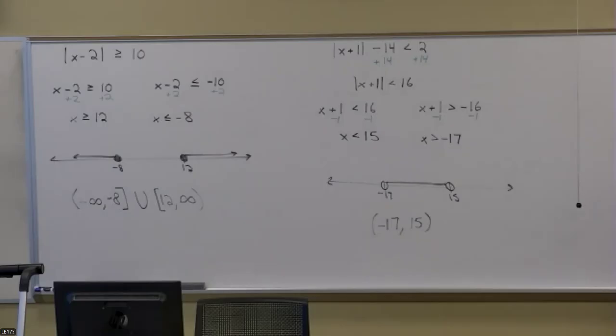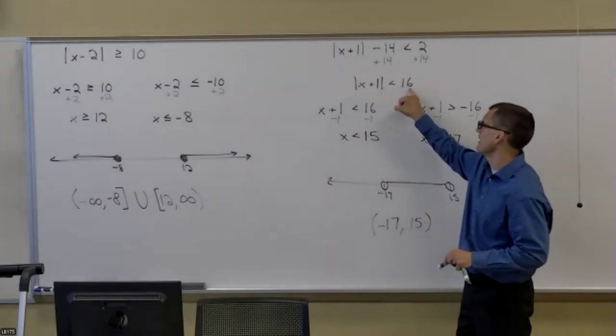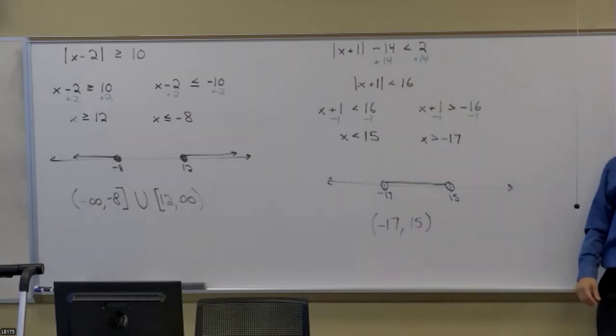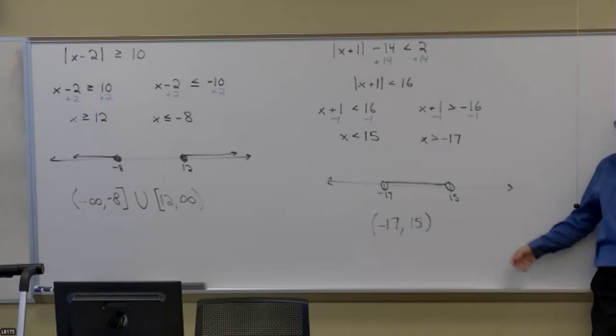These are kind of the two different options as far as answers go in these absolute value inequalities for the most part. When I get absolute value, and on the right-hand side, a positive number, these are the two options. Any questions about that?